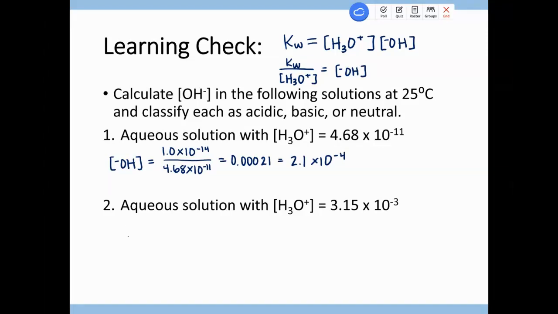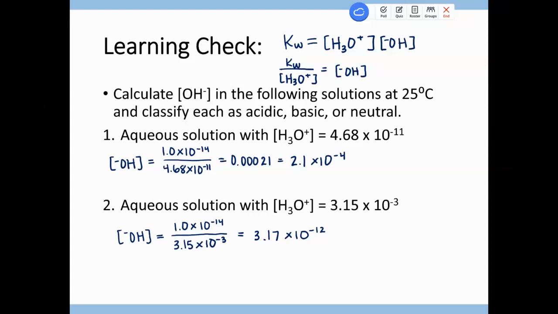Then let's do the same thing for the second solution, and then we'll discuss if these solutions are acidic, basic, or neutral. So same thing, concentration of OH minus for solution 2 is Kw divided by concentration of H3O plus. We have a different concentration of H3O plus here. So we plug that in. OH minus concentration, 3.17 times 10 to the negative 12. Okay, so just plugging in values and solving here.